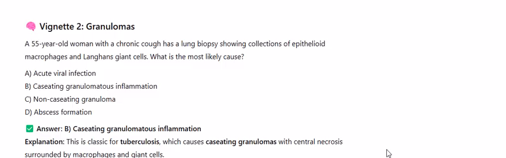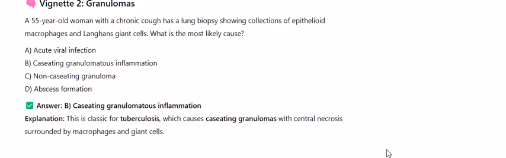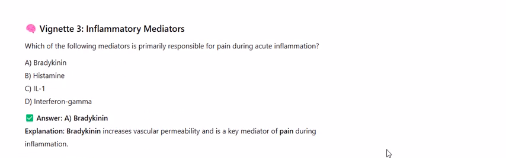This is classic for tuberculosis, which causes caseating granulomas with central necrosis surrounded by macrophages and giant cells. Vignette 3. Inflammatory mediators. Which of the following mediators is primarily responsible for pain during acute inflammation? A. Bradykinin. B. Histamine. C. IL-1. D. Interferon gamma. Explanation: bradykinin increases vascular permeability and is a key mediator of pain during inflammation.